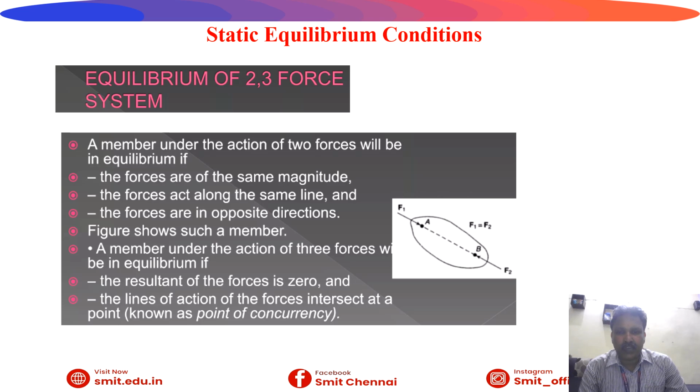A member under the action of three forces will be in equilibrium if the resultant of the forces is 0 and the lines of action of the forces intersect at a point, known as the point of concurrency. Forces acting at one point are called concurrent forces. Already we have seen this in mechanics. Here this is one particle that is acted upon, as mentioned in the sketch.